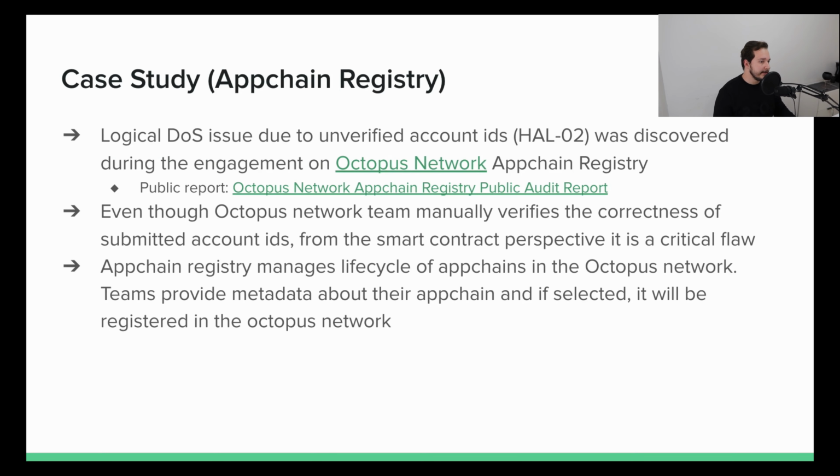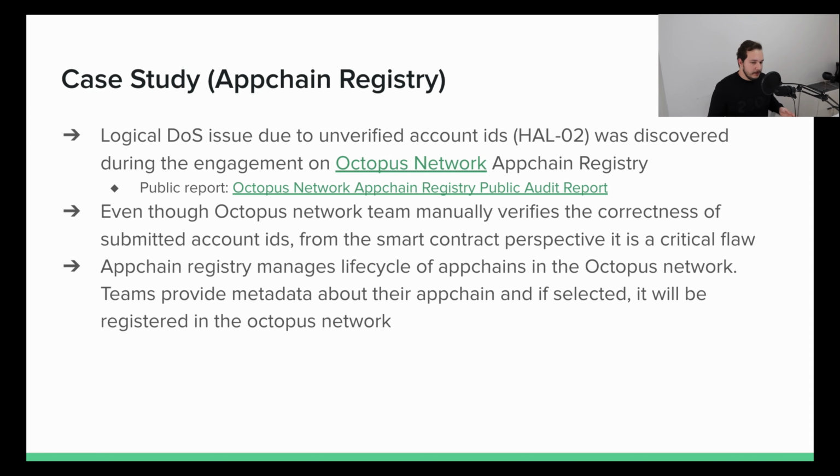So here's a case study. I did an audit on Octopus Network Appchain Registry a while ago, and I discovered a couple of critical vulnerabilities there, and one of those was actually a logical denial of service due to how they handled accounts. So they weren't verifying accounts, which caused denial of service. So just to give you a quick overview, what the hell is Appchain Registry?